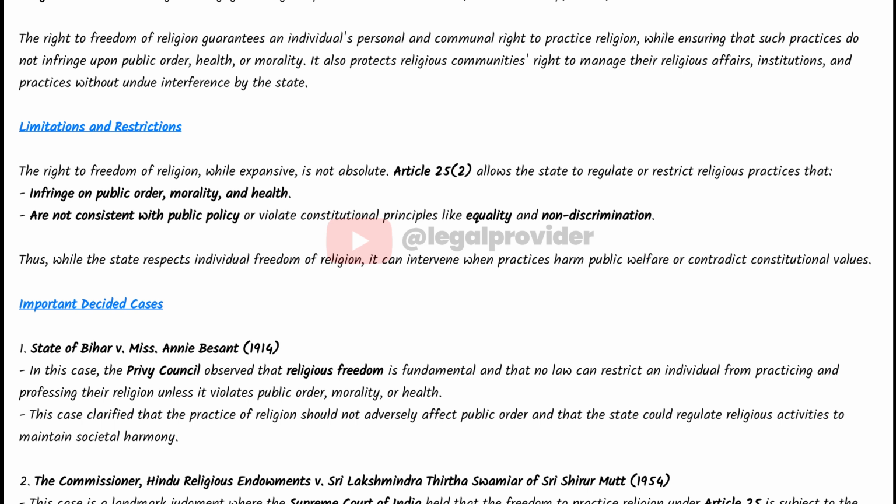1. State of Bihar versus Miss Annie Besant, 1914. In this case, the Privy Council observed that religious freedom is fundamental and that no law can restrict an individual from practicing and professing their religion unless it violates public order, morality, or health. This case clarified that the practice of religion should not adversely affect public order, and that the state could regulate religious activities to maintain societal harmony.